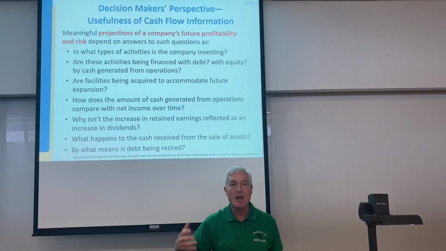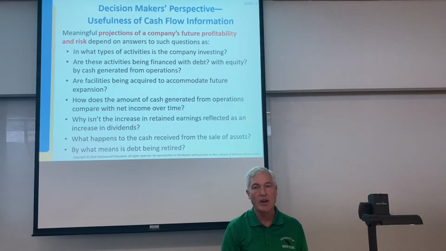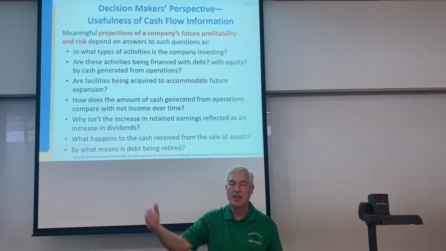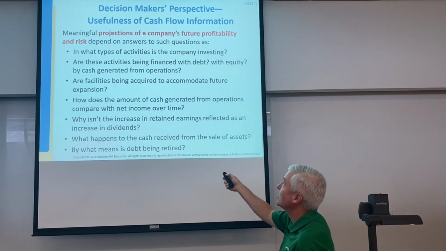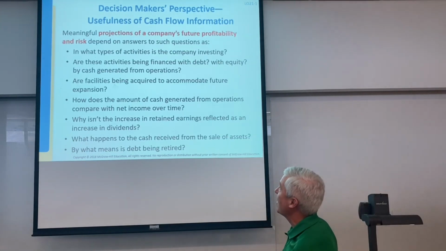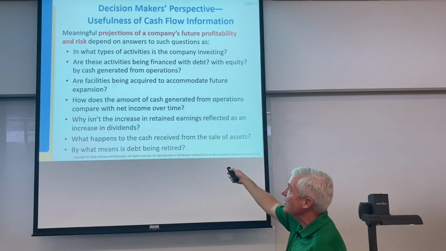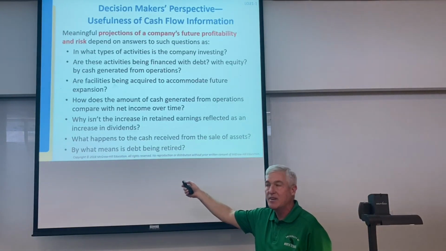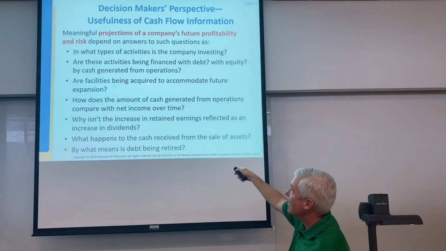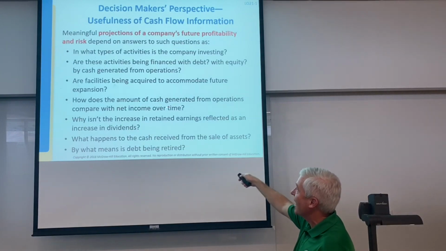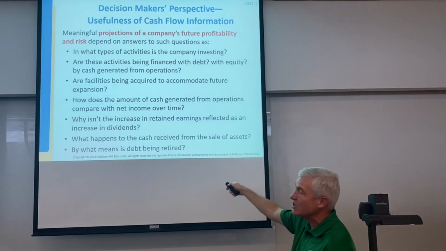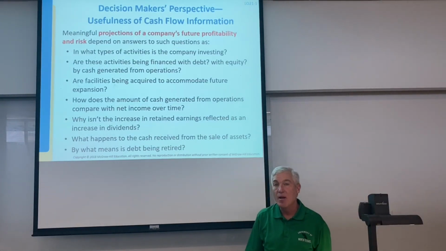Then I know, hey, this company is not just doing well currently, but they're investing for the future. And so that's why this slide says projection of company's future profitabilities. Where are they getting their money from? Is it financed with debt, equity? Are they acquiring facilities? How much does cash generate from operations compare with net income? That may be a take.